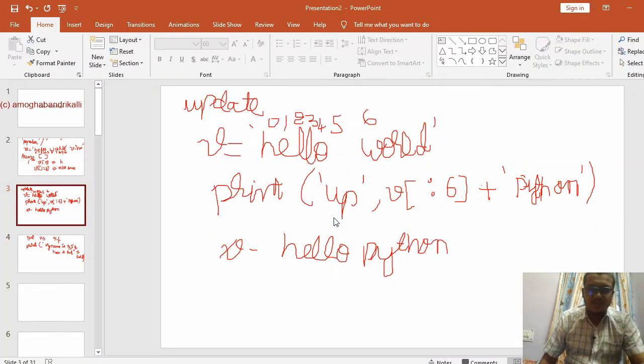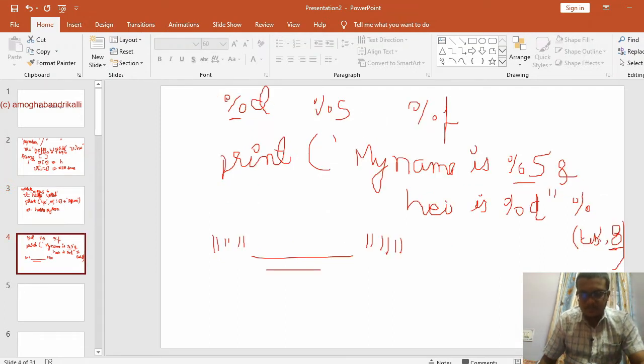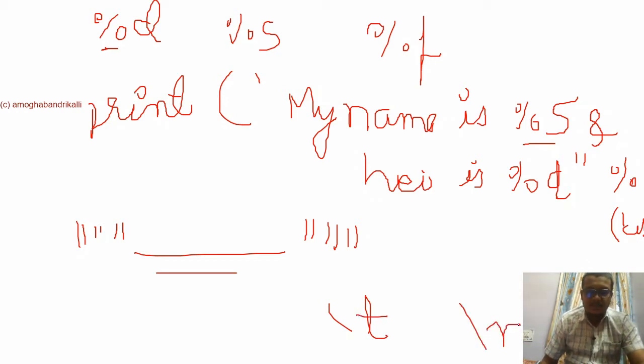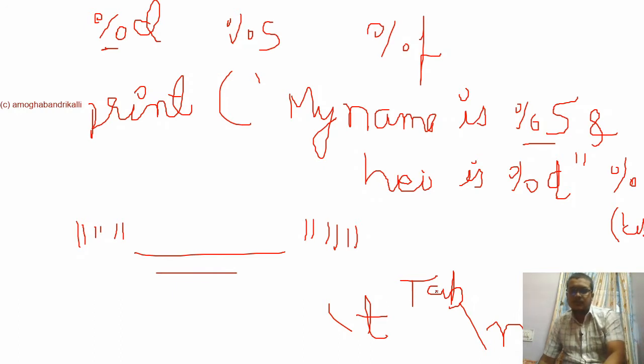So inside a triple quote, you can use tabulation. For providing a tab, you give backslash t, and backslash n is a next line. So this is a new line and this is a tabular column. So this is all about a triple quote.